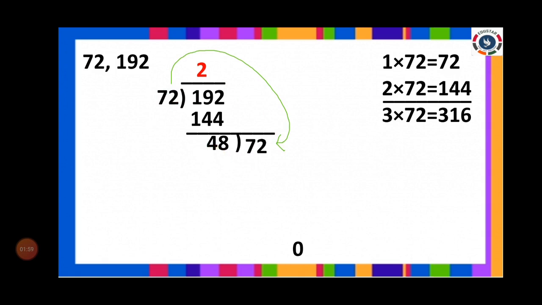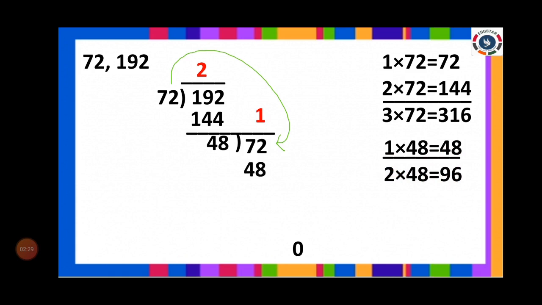So bring 72 inside. The first divisor is converted into the dividend, and the remainder we use as the divisor. So how many 48s are there in 72? Again you write the multiplication table. 1 48 is 48, 2 48s are 96, but that exceeds the value. So how many times is 48 in 72? Only one time. So write 1 at the top and write 48 at the bottom.